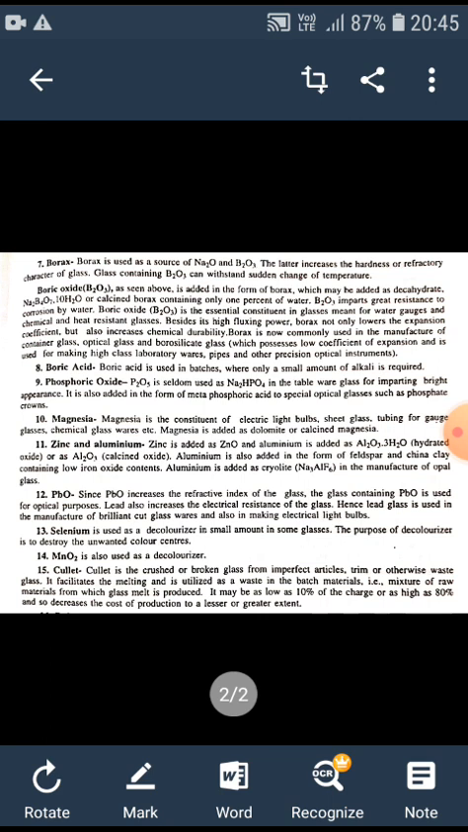Cullet. Cullet is the crushed or broken glass from imperfect articles, otherwise also known as waste glass. It facilitates the melting and is utilized as a waste in the batch materials, that is the mixture of raw materials from which glass melt is produced. It may be as low as 10% of the charge or as high as 80%, and so it decreases the cost of production to some extent.